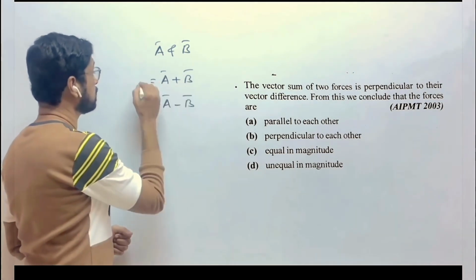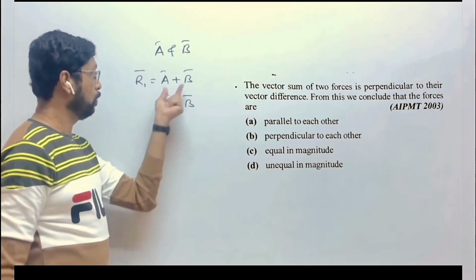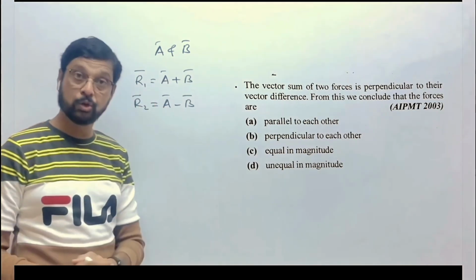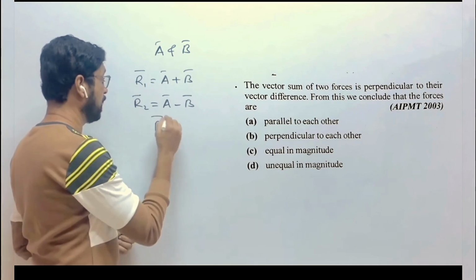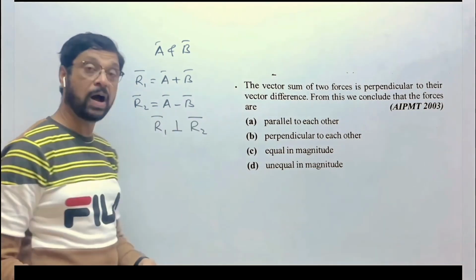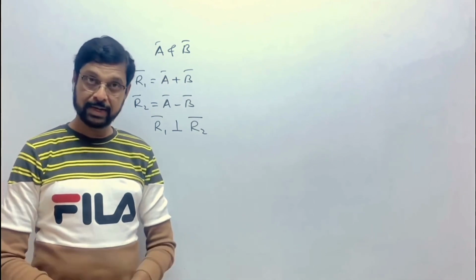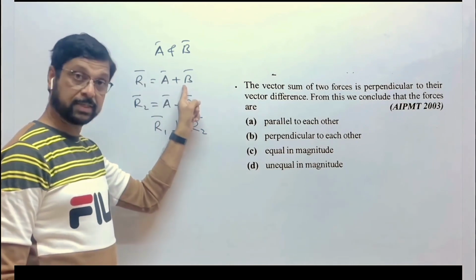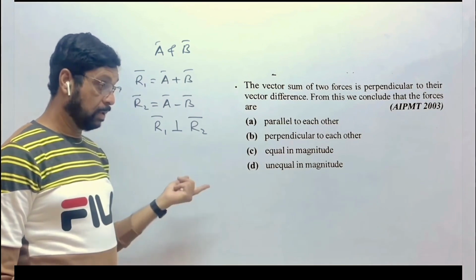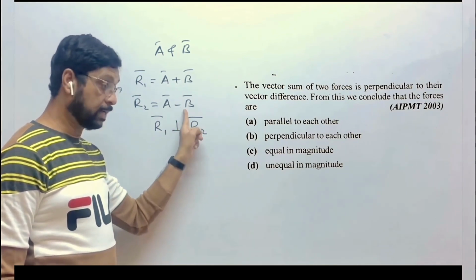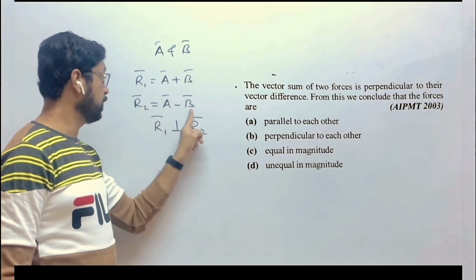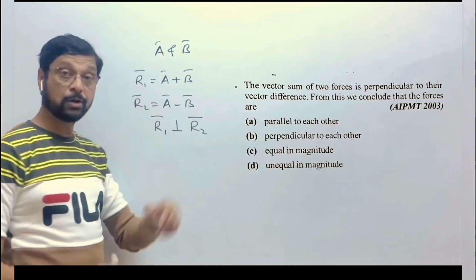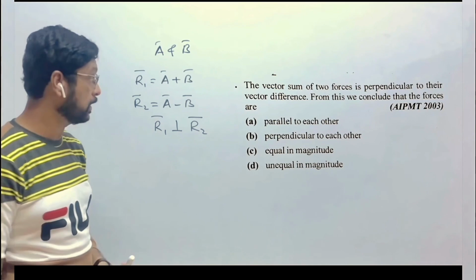So if you call this R1, वेक्टर सम को अगर आप बोलते हो R1 और वेक्टर डिफरेंस को अगर आप बोलते हो R2, तो R1 is perpendicular to R2. That is the given condition. इसको ध्यान से देख लो एक बार. The vector sum of two forces, we call it suppose R1, is perpendicular to the vector difference of those two forces. वेक्टर डिफरेंस मतलब वेक्टर A माइनस वेक्टर B, इसको हमने बोला R2. तो R1 and R2 they are perpendicular to each other.